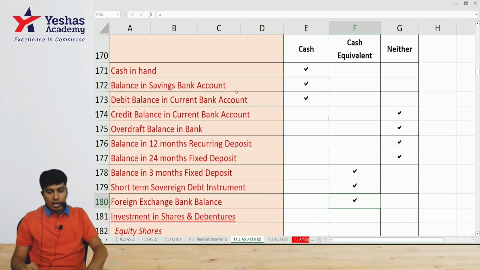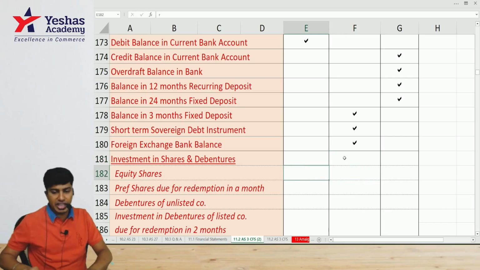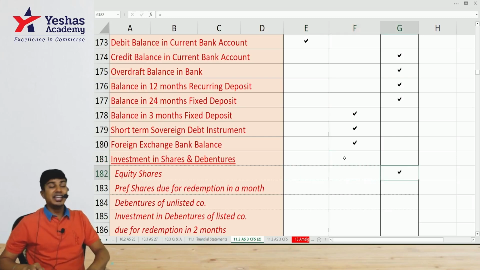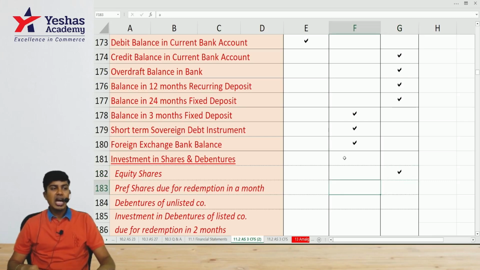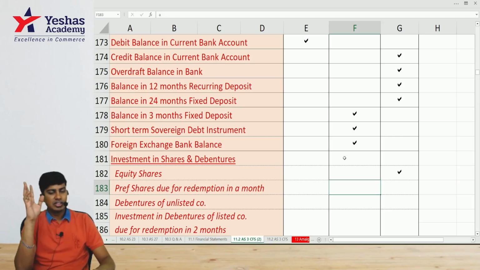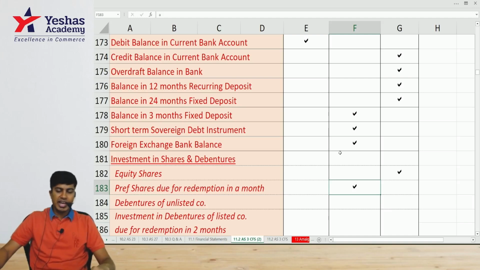Next one. What about you having investment in shares and debentures? Equity shares are not cash. Why? There is risk involved. What if you have preference shares for redemption within a month? See, it is investment, readily convertible, insignificant risk, short term. Why have they told in a month? And highly liquid. So this will be considered as cash equivalent.